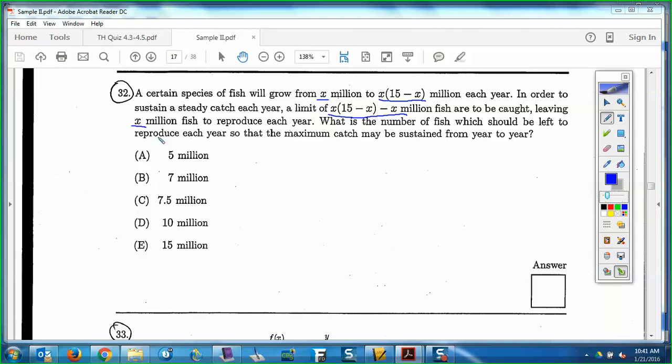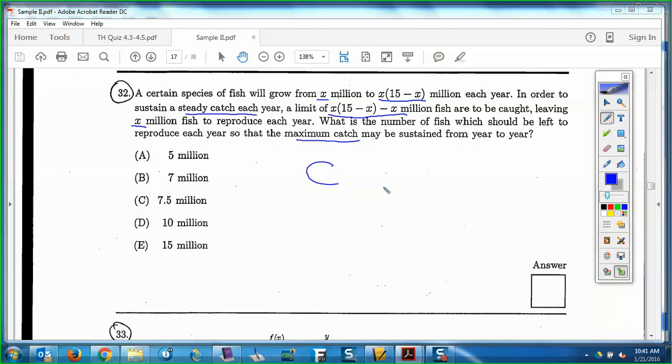That's the idea, okay? What is the number of fish that should be left to reproduce each year? In other words, X. How much should be left, which is what they're saying X is, so that the maximum catch may be sustained from year to year, okay? Well, how would you represent the catch? Well, it says it right here. The catch is this amount right here. How many are there at the end minus how many were there at the beginning? That's the catch. That's what we want to allow to be caught.